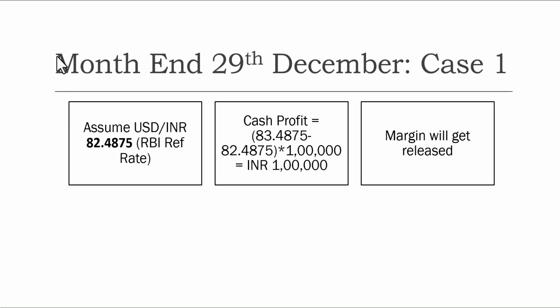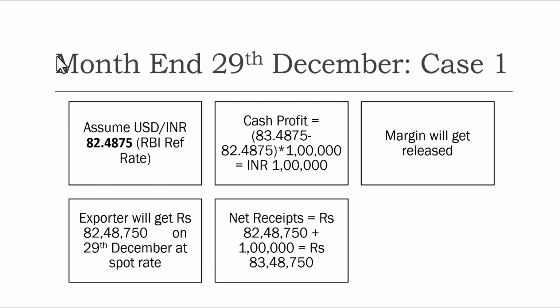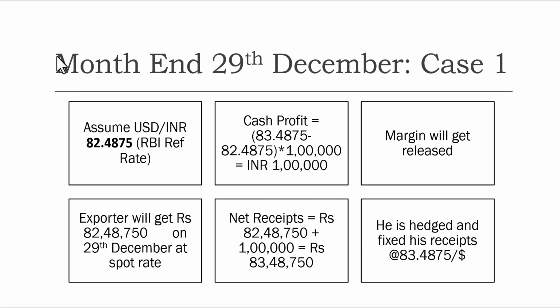So margins will get released, and I will get that 1 lakh dollars from my importer. When the dollar comes to my account, the bank is going to convert it into rupees and give me 82 lakh 48,750. But I am going to get an extra 1 lakh because I've taken a position. So my total inflow will be 83 lakh 48,750, which means I'm hedged at 83.4875.